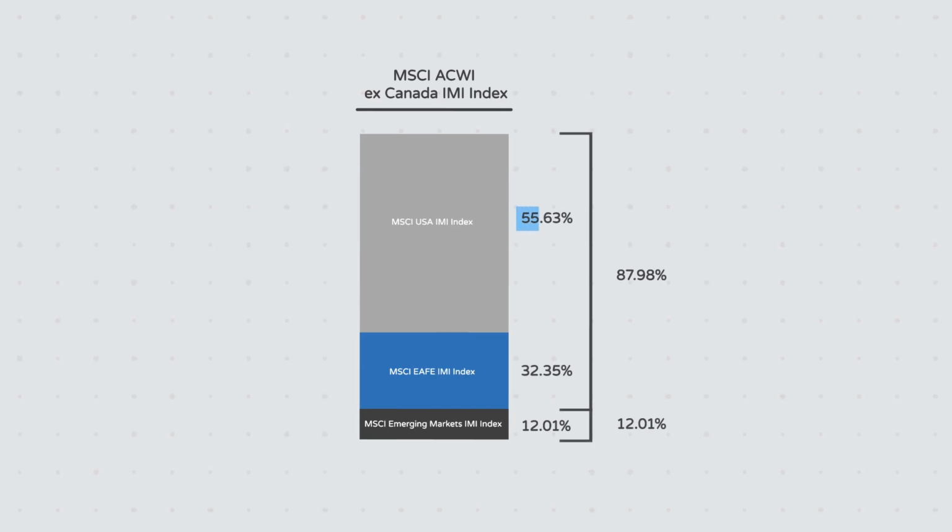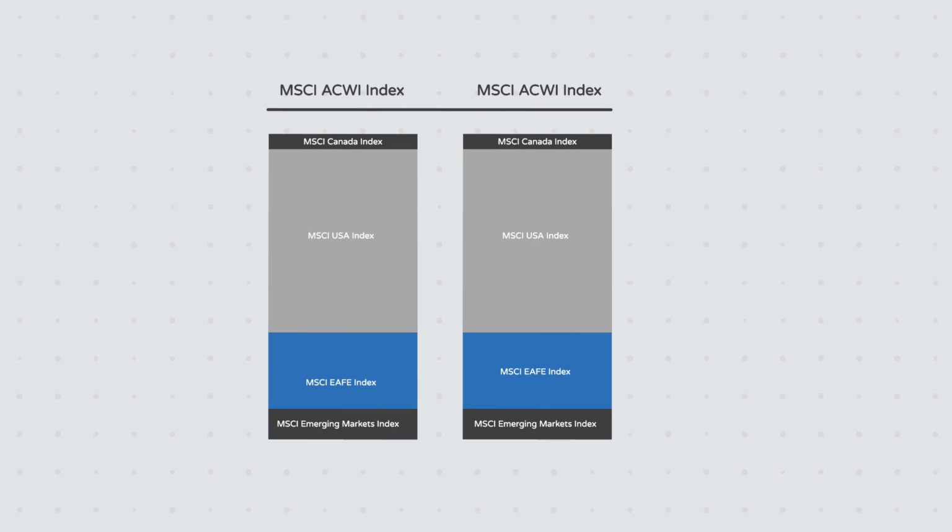XAW trades on the Canadian stock market and tracks the performance of the MSCI ACWI ex-Canada IMI Index, which allocates about 56% to US equities, 32% to international equities, and about 12% to emerging markets equities. This index is similar to the MSCI ACWI Index with two notable differences.